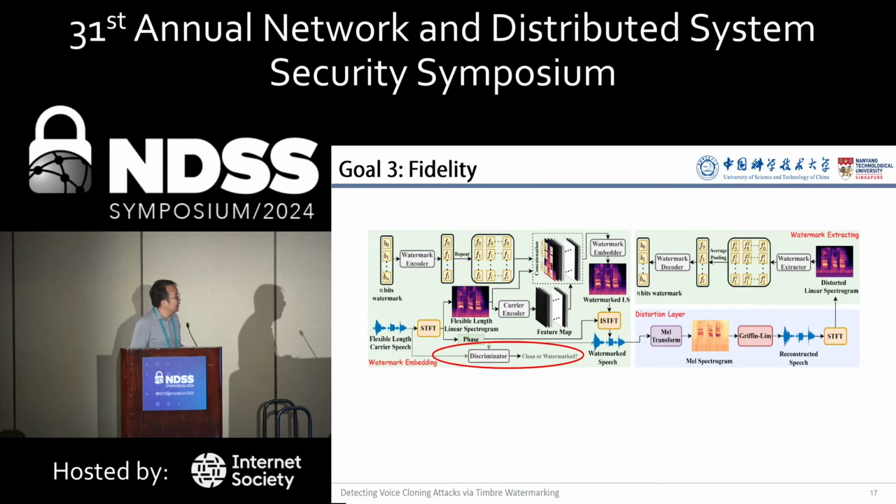And the third requirement is fidelity. Fidelity is to ensure that there is high similarity between the original audio and the watermarked audio. Inspired by the generative adversarial network, we introduce a discriminator, which is used to discriminate between the original audio and the watermarked audio. And this discriminator is also trained together with the watermark embedder and watermark extractor. So this is the third technique we used to address the third requirement.